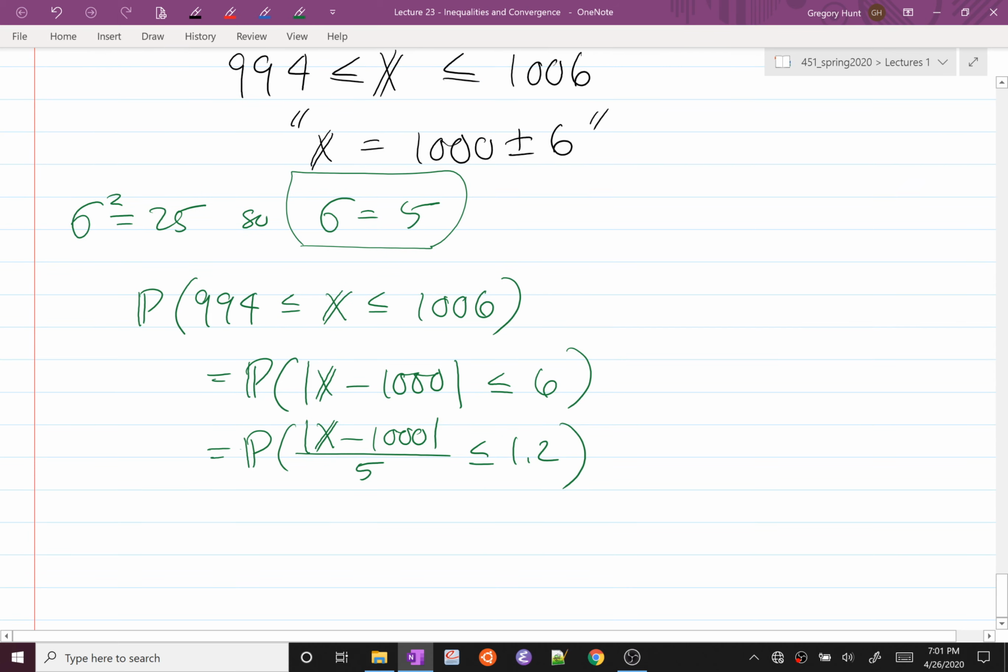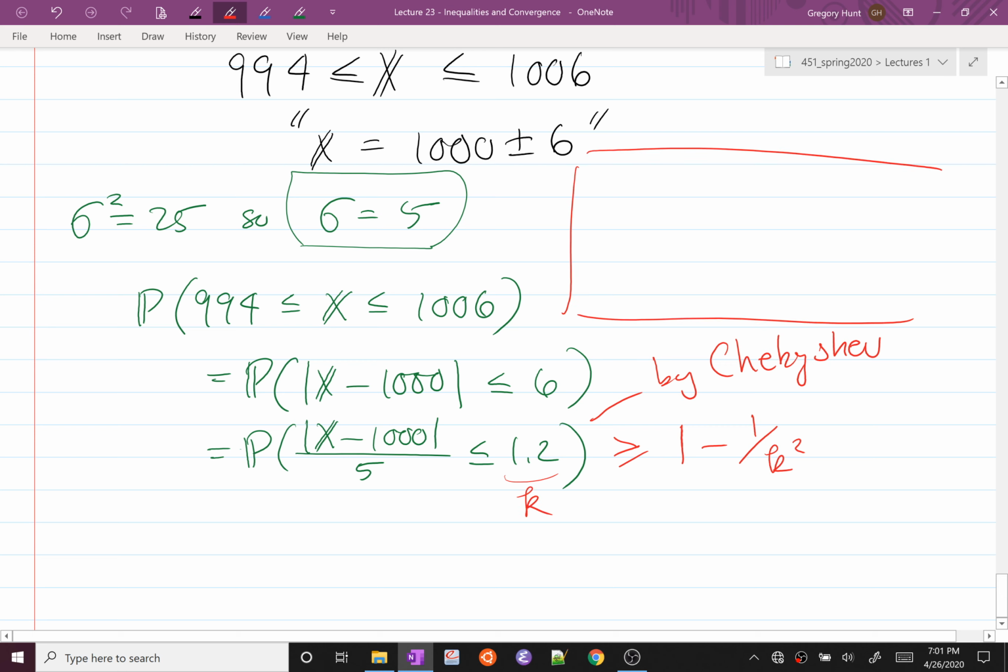And Chebyshev now tells us, by one of the forms of Chebyshev's, that the probability that the number of nails is within 1.2 standard deviations of my mean, 1,000, is at least 1 minus 1 over k squared. In this case, 1.2 is acting as my k. So remember, let's just write down Chebyshev's inequality.